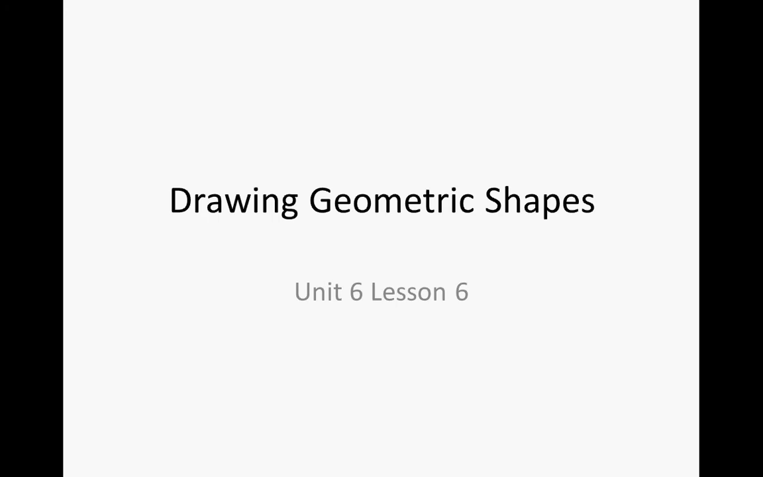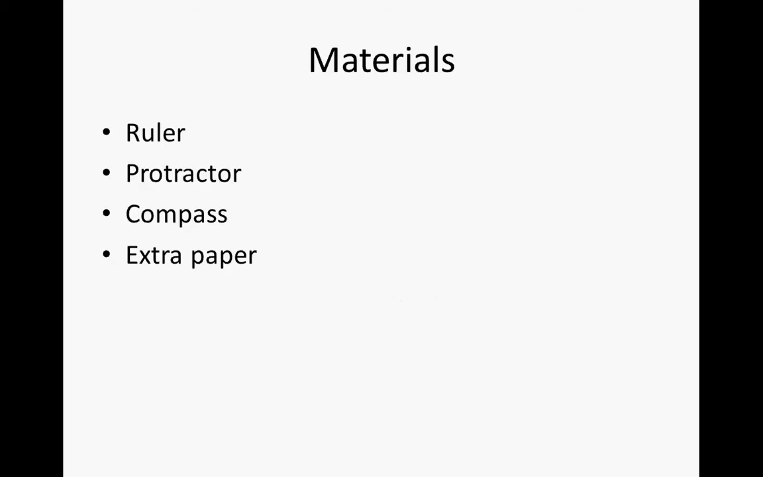Okay, here we are with Lesson 6, Drawing Geometric Shapes. For this you're going to need a ruler, a protractor, a compass, and some extra paper. Probably just blank paper, but lined paper will work also.